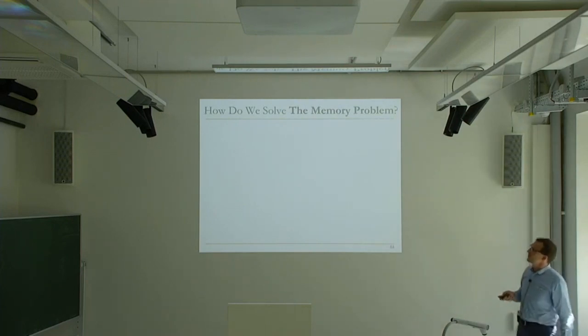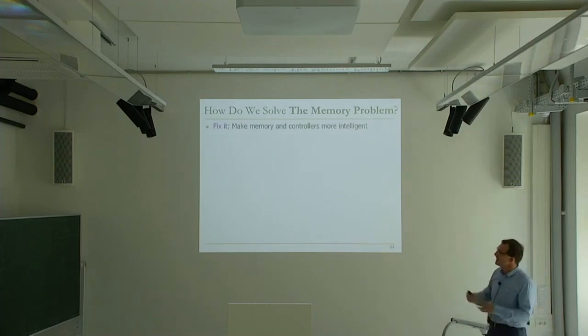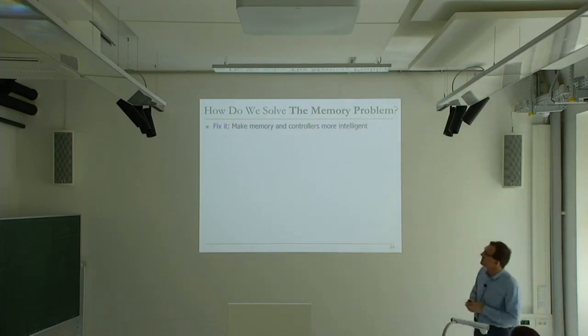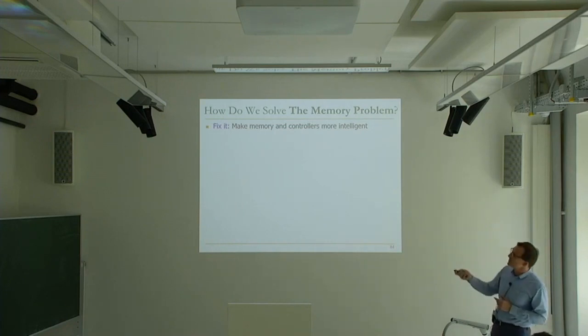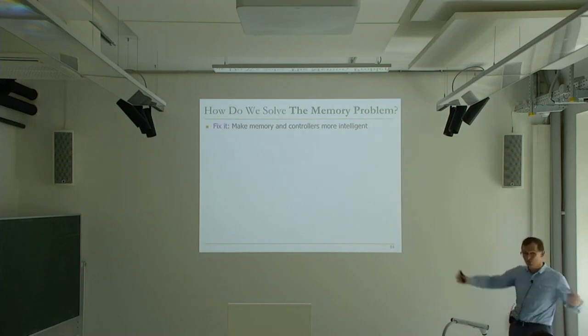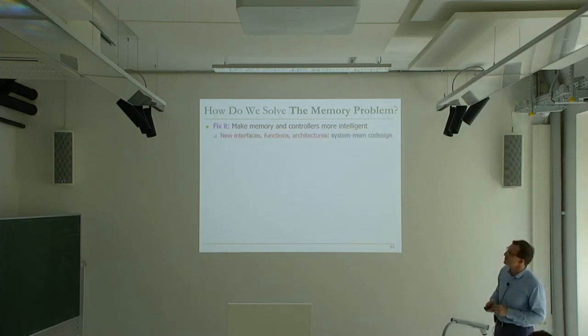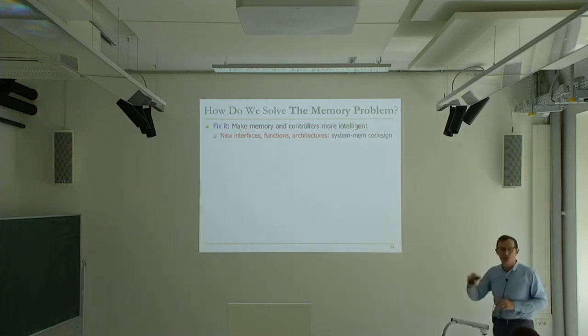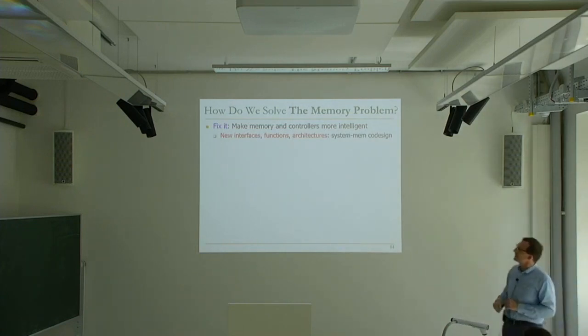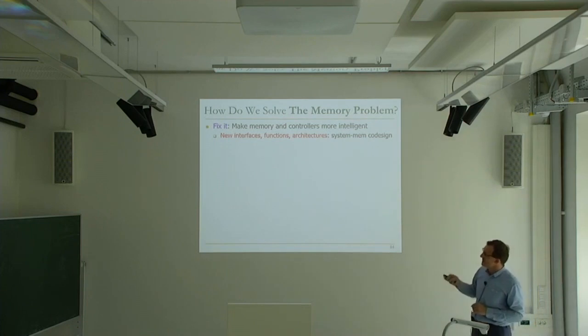Okay, so let me talk about some solution directions first, and then we're going to take a break. So how do we solve the memory problem? It's not a simple problem because there are many facets of it, as you can see. It's not a single metric that we're optimizing for. So one solution is to fix it, making memory and controllers more intelligent. And I think we need to consider all of those solutions. This requires new interfaces, new functions, and new architecture. I call this system-memory co-design. And we're going to talk a lot about this going forward.